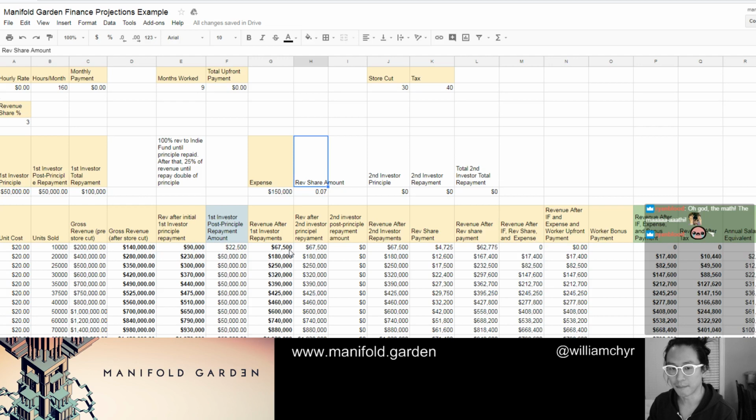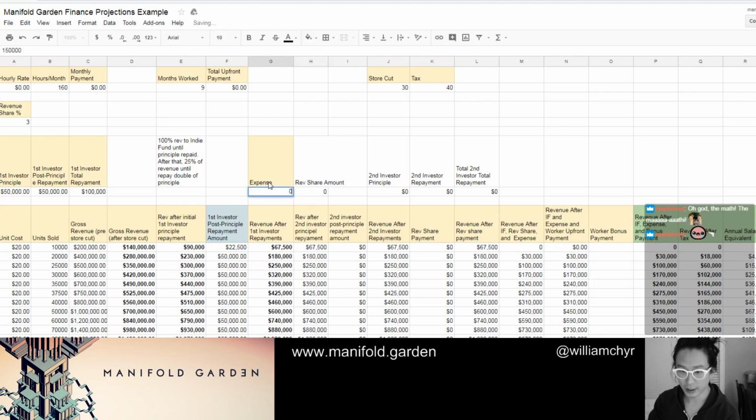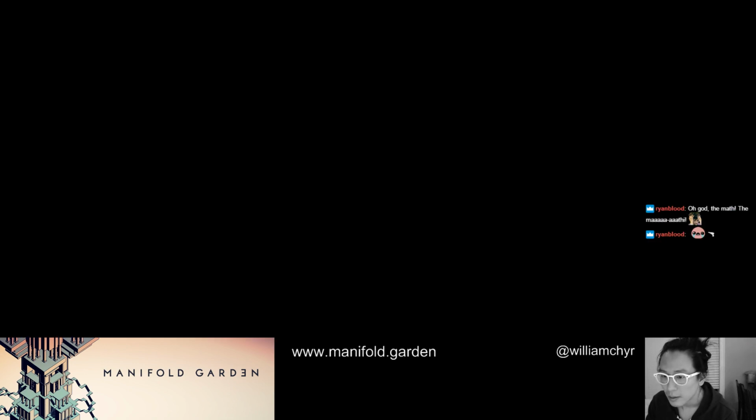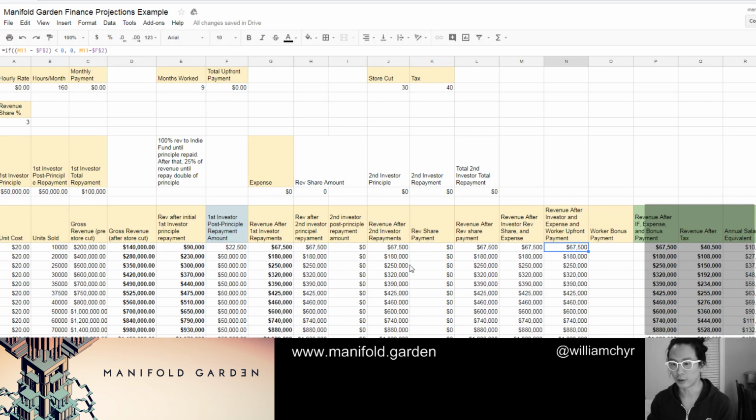Now this is if we're doing revenue share. Let's also just make this easy and take out expenses for all that. After investor rev share, like we talked about, if I sell 10,000, the after-tax revenue I get is 40,000.